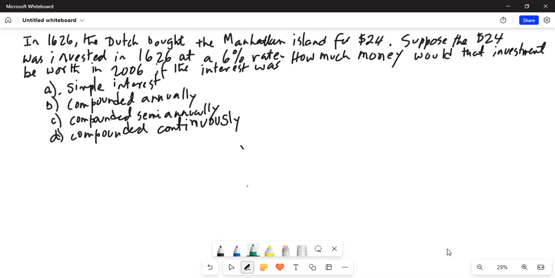In 1626, the Dutch bought the Manhattan Island for $24. Suppose the $24 was invested in 1626 at 6% rate. How much money would that investment be worth in 2006 if the interest was part A, simple interest, part B, compounded annually, part C, compounded semi-annually, and part D, compounded continuously? So let's solve this problem. Solution.